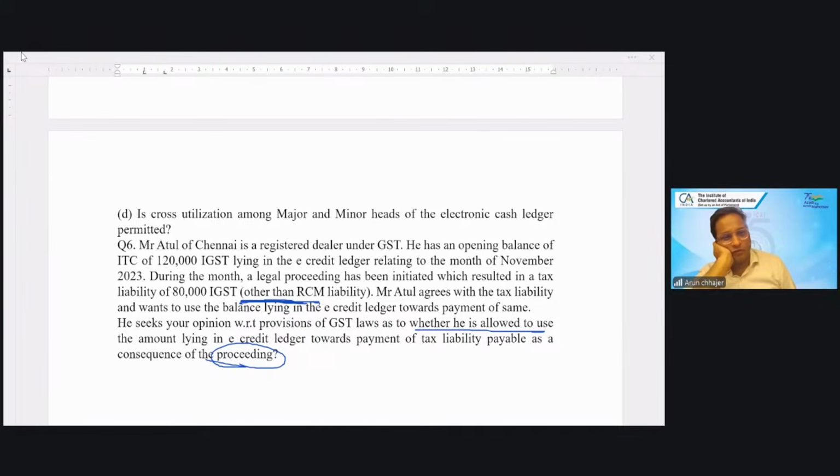Credit not allowed, okay, no problem beta. See Navneet, where is it written that it is a penalty? What is this? Is it a penalty? Is it an interest? Is it an RCM liability? They are saying tax liability.